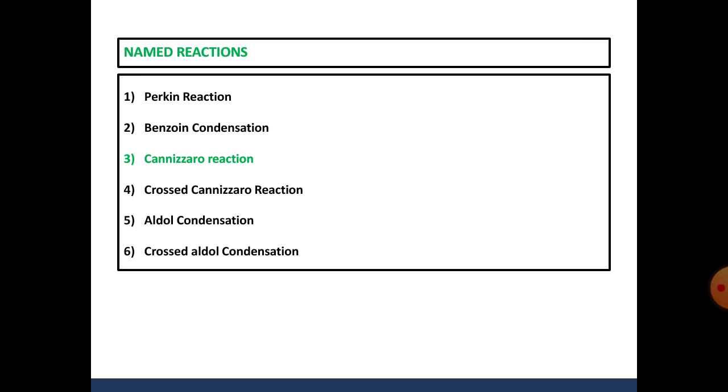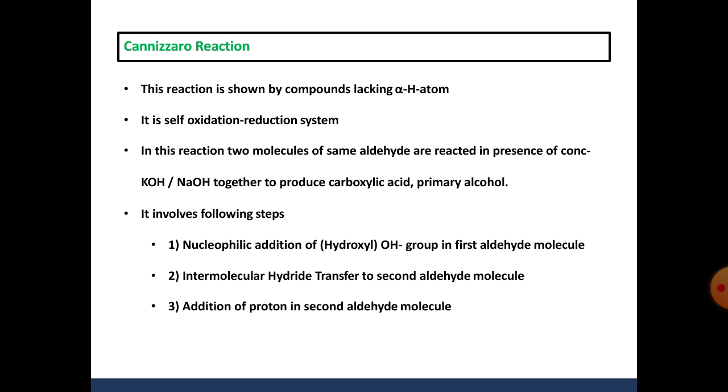In the last lecture, we studied a few named reactions. In that, we covered the Perkin reaction and benzoin condensation. Now, four reactions are remaining from your syllabus: Cannizzaro reaction, crossed Cannizzaro reaction, aldol condensation, and crossed aldol condensation. So, we'll study one by one. First, the Cannizzaro reaction.